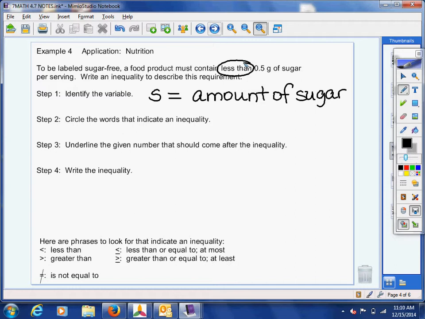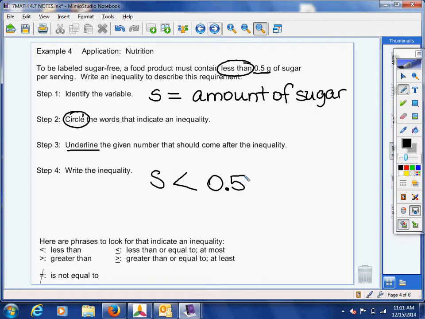Okay? Step three, we're going to underline the given number that should come after the inequality. So what's our given number? What do you think, Sophie? Yeah, 0.5 grams of sugar. And the last step, we're going to write the inequality. So it's a real easy formula. Start with your variable. Then write the inequality less than. And then put your underlined number. What goes to greater than?